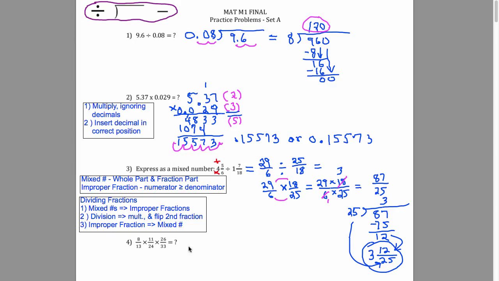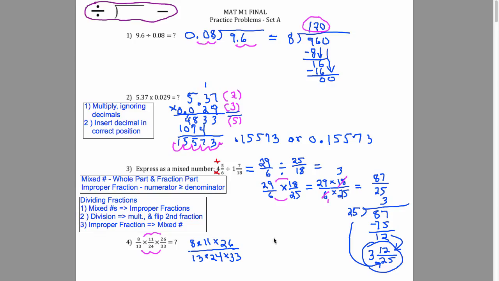Problem number 4 asks us to multiply 3 fractions. As we saw in the previous problem, we multiply fractions by multiplying the tops together, the numerators together, and by multiplying the denominators together. So let's do that. We get 8 times 11 times 26 in the top, 13 times 24 times 33 in the bottom.